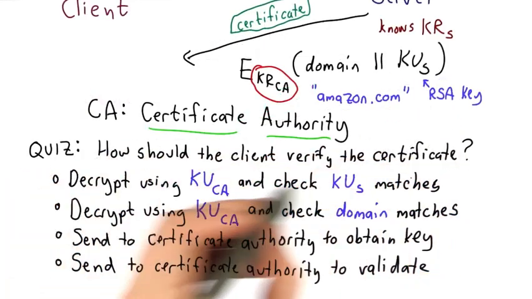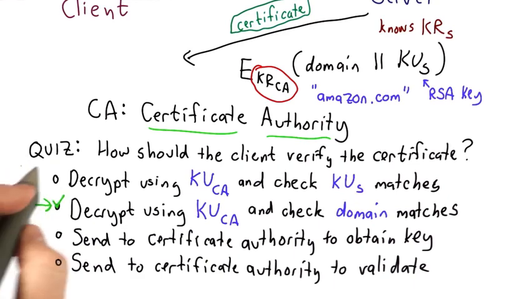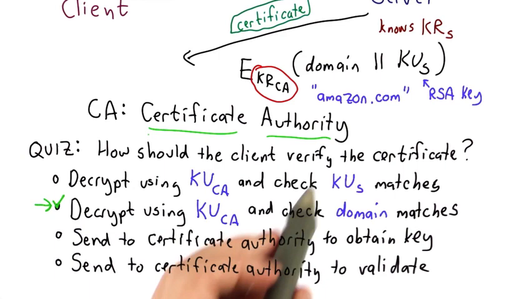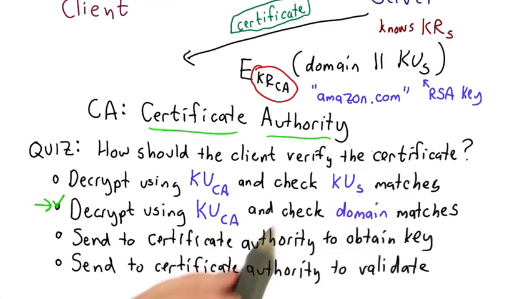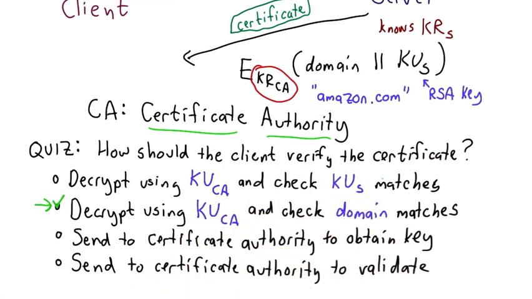So the question is, how should the client verify the certificate? Here are the possible answers. Select the best one. The answer is the second one. The first one doesn't make sense since there's nothing to match KUS against. This is what the certificate is protecting. It's ensuring that the client learns the right public key for the server.